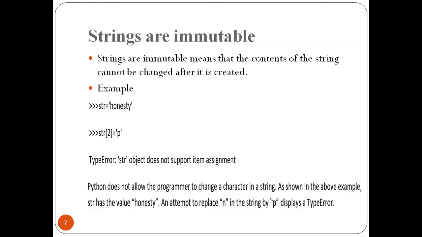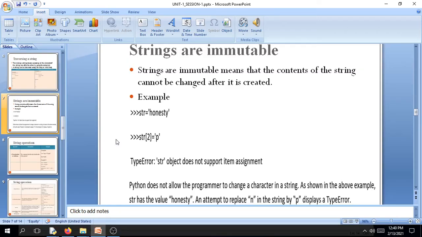What does it mean here? We can't change the string once it has been created. That means we can't change the content of the string. So here, for example, str is equal to honesty. I want to change the second index character of the honesty to P, but it is not supported because strings are immutable. So we'll see this example also.